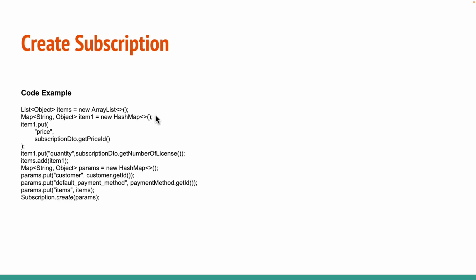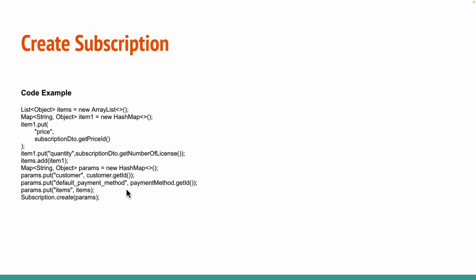Now creating a subscription. In a subscription you have to pass a price ID. I will show you how to create these products and where to get this price ID. You get it on the Stripe dashboard. So we need the price ID, then the quantity. Is this subscription for one person? If it's for one person, you just put one. And we also have to create other parameters, whereby we put a customer ID, the payment method that we created before, and the items, a list of items. Then you say Subscription.create. So that's all. A subscription ID will be created.